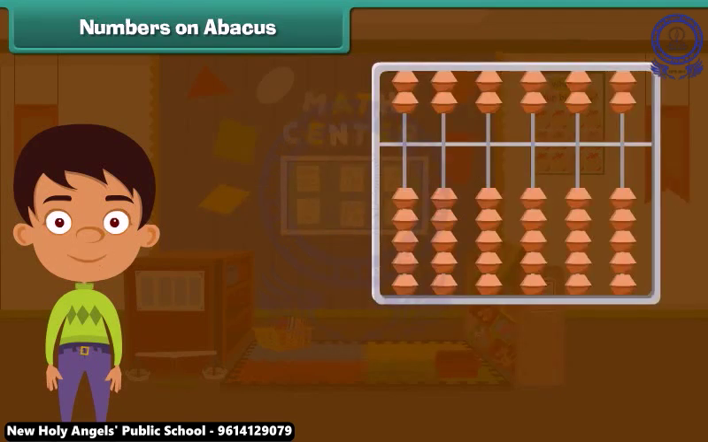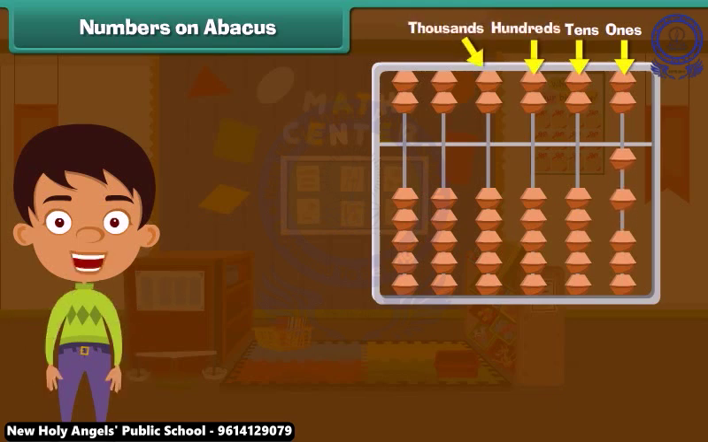Numbers on abacus. Each vertical rod in the abacus represents a place. The rightmost rod represents the ones place, the rod to its left represents the tens place and so on. Let us move 3 beads on the lower deck of the ones rod towards the beam to represent number 3. Now let us move 3 beads on the lower deck and 1 bead on the upper deck of the tens rod up. This represents 30 plus 50, which is 80.